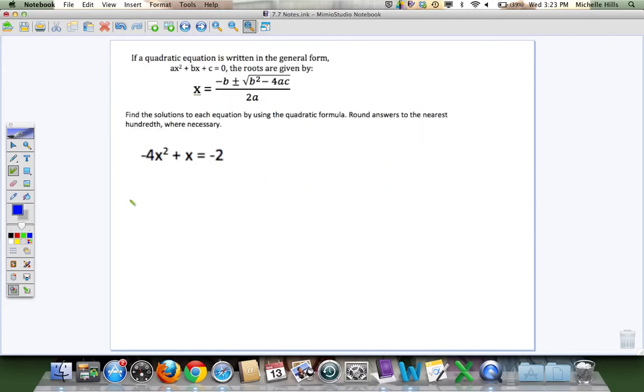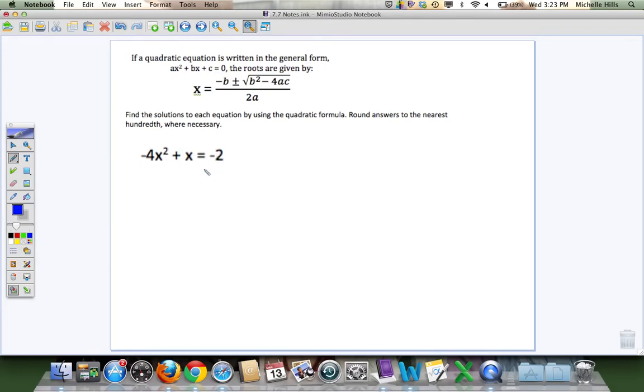So when I look at this equation, the thing that I notice, and also on your test, you will be given the quadratic equation itself. You do not need to memorize this, but I will not tell you this part. You need to know what a, b, and c are and how to find them on your own. So, what I do notice about this first, though, is that everything's on one side of the equation and it equals 0. That's not the case in this equation.